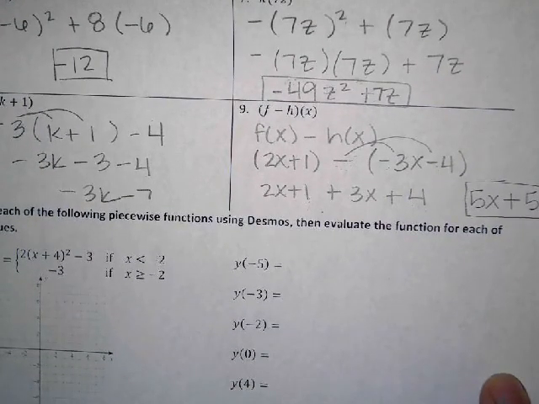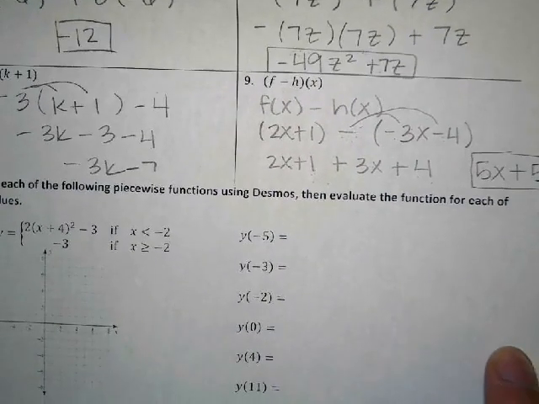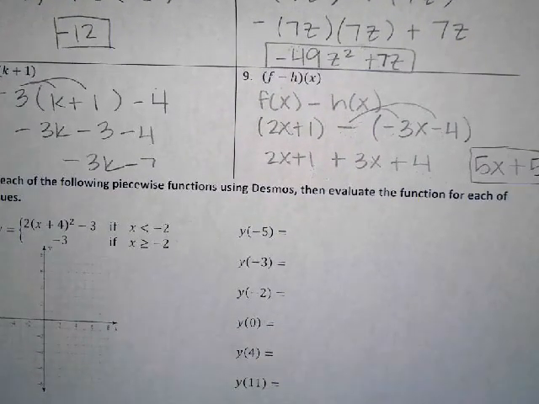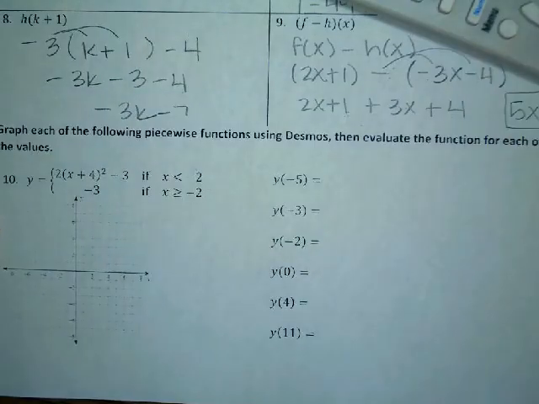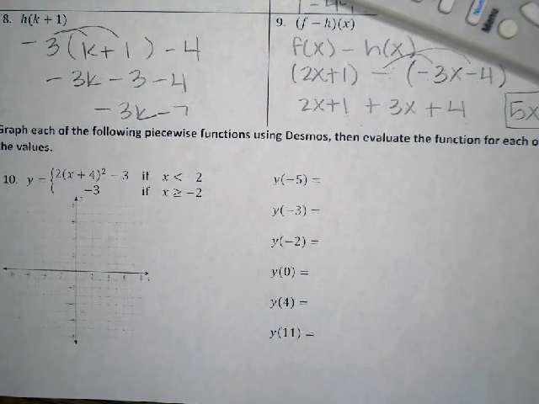Okay, so how do we plug the piecewise function in on Desmos? Okay, we gotta type it in and we gotta get a squiggly bracket in there. Okay, so I've got 2x plus 4 to the second minus 3. Okay, there's that. And then I got squiggly bracket. X less than negative 2. Okay. And now what do I do?